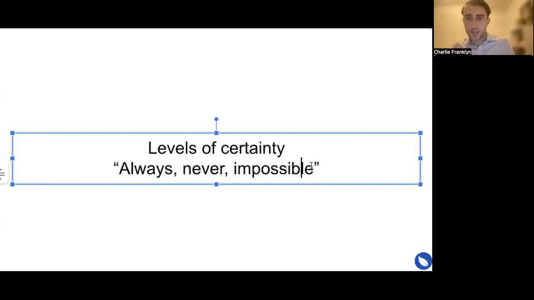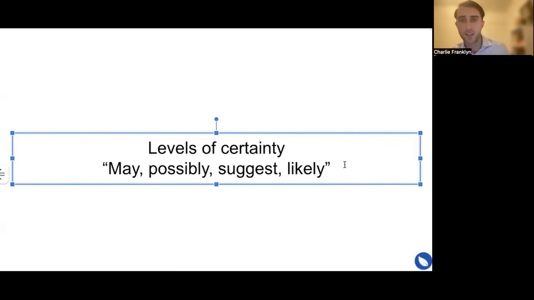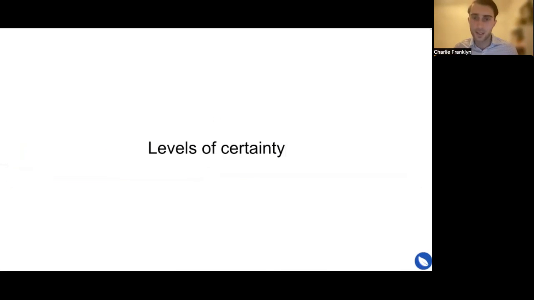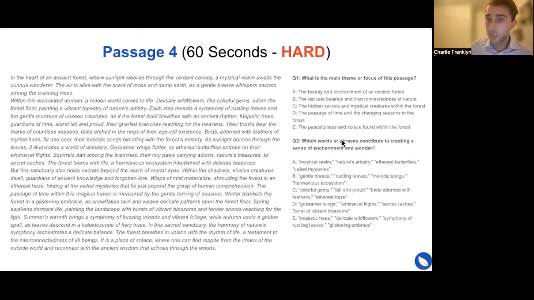On the other hand, if you see a response which says like this may be the case, or possibly, or suggest, or likely, you can just note down in your head that the level of certainty required here is much less. And so the standard of proof required for that answer is less. And so this is just something to take into consideration when you're reading questions. For example, here it says which words or phrases contribute to creating a sense of enchantment and wonder. If it said which words definitely contribute, it could have had a slightly different meaning. So just be really careful about that. It wasn't so relevant to this question, but just when you're reading the questions, think about what level of certainty is it requiring from you, and how does that dictate what answer they're looking for.